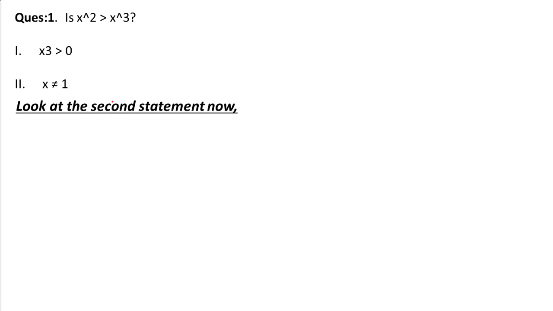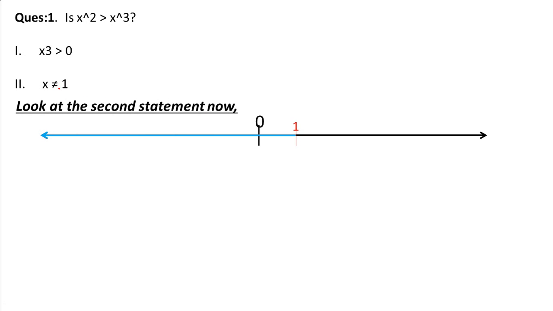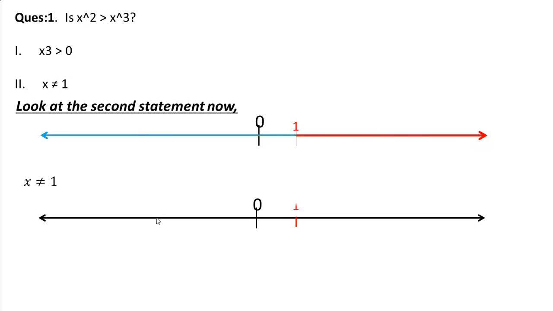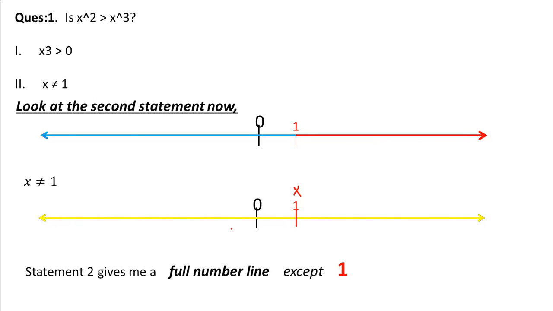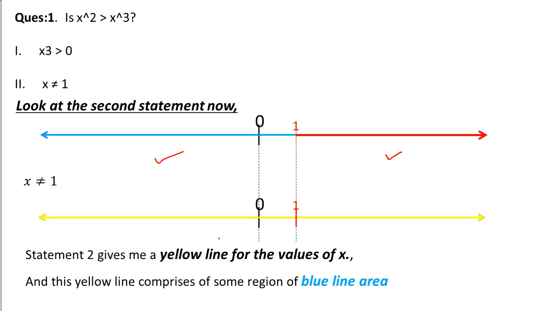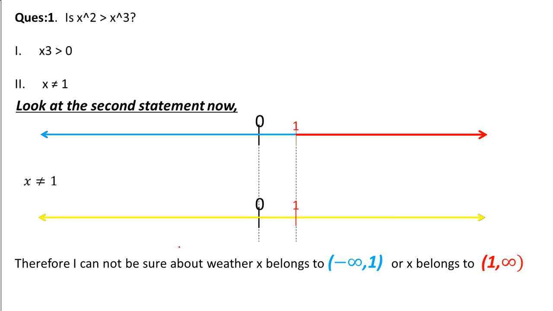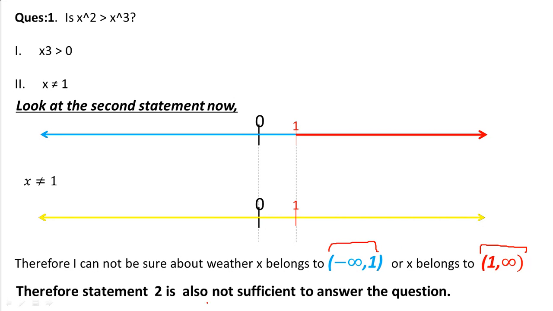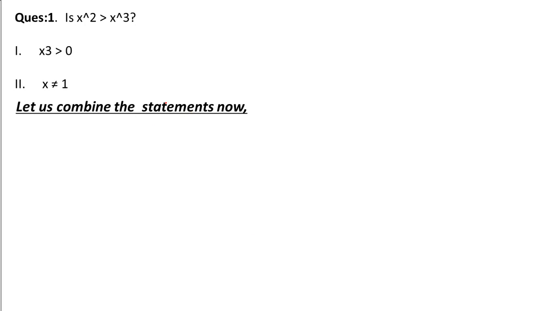Look at the second statement now. It says x is not equal to 1. This gives me the entire number line except x equal to 1. So again, I have a blue region and a red region in my domain of the yellow region. Therefore, I cannot be sure whether x belongs to minus infinity to 1 or 1 to infinity. Therefore, statement 2 also doesn't help me to solve the question. Let us combine the statements now.